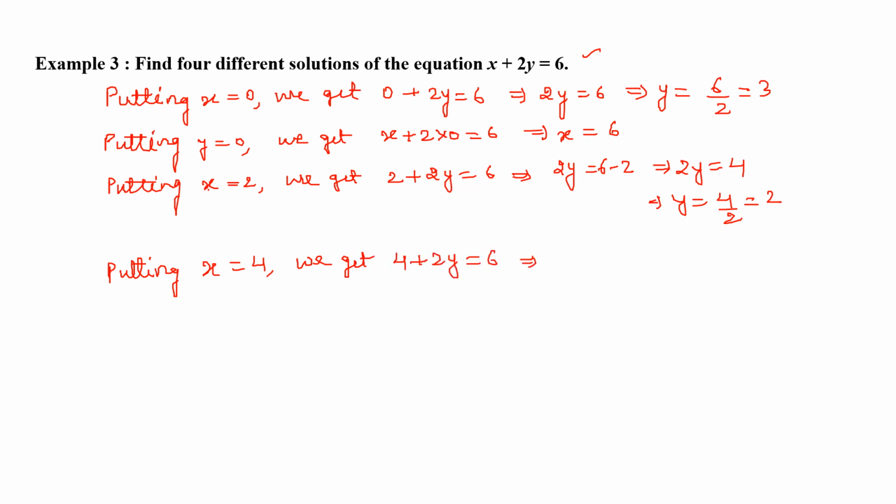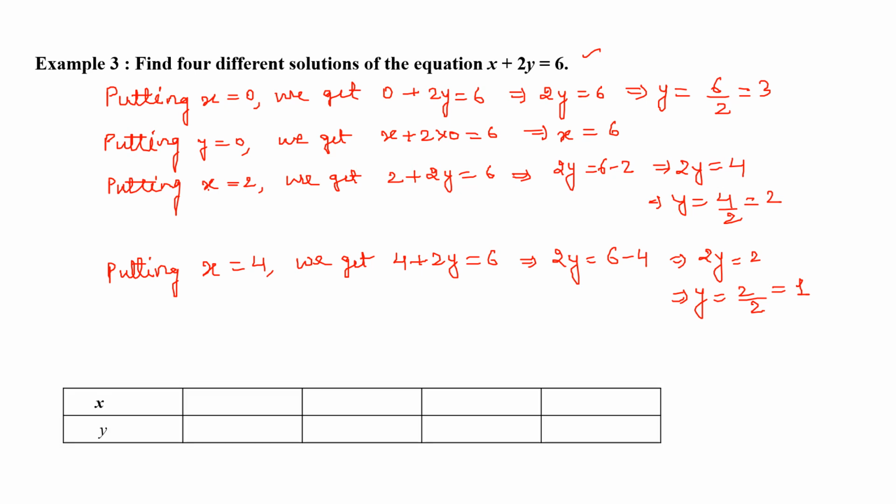Now transpose 4 from our LHS to RHS, it will be 6 minus 4. So 2y will give me 2, and from here I will get the value of y as 1. Okay, so now I have got my 4 different solutions. Now I am going to arrange it in a table form.